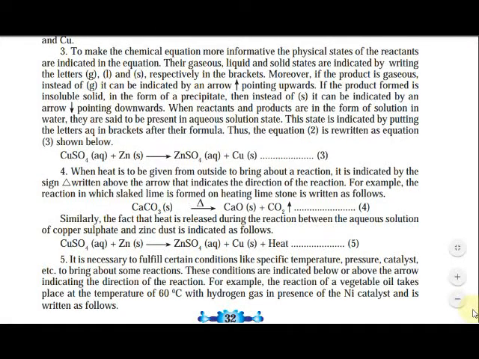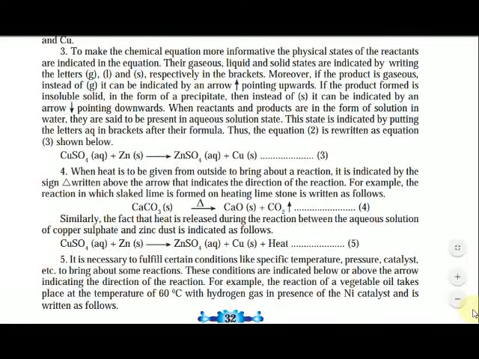CuSO4 (aq), aqueous state is given in front of CuSO4, plus Zn (s), solid state is given in front of it. And in the product, ZnSO4 is in aqueous state, representing aq in the bracket after ZnSO4, plus Cu (s), s is written over there.